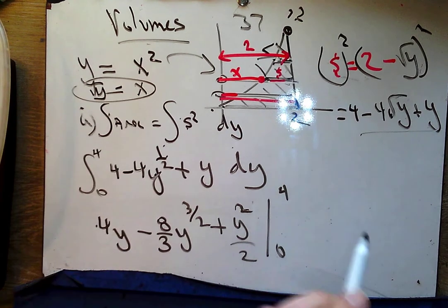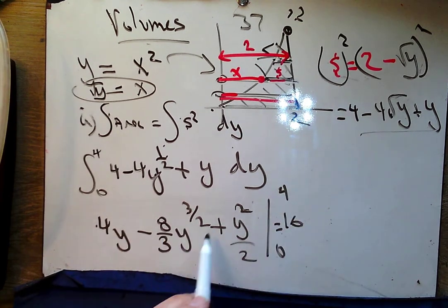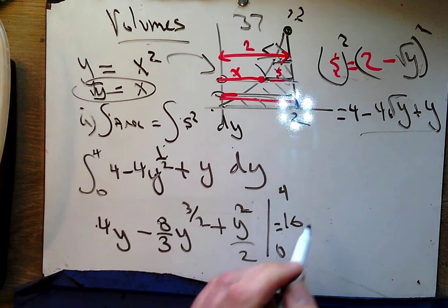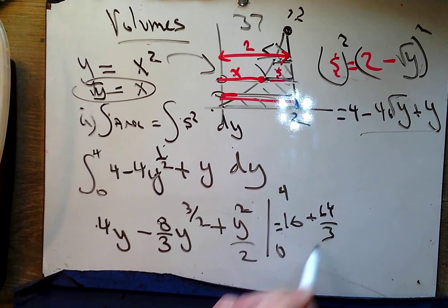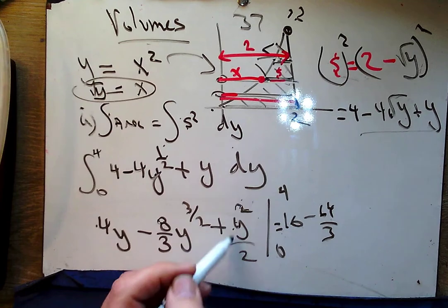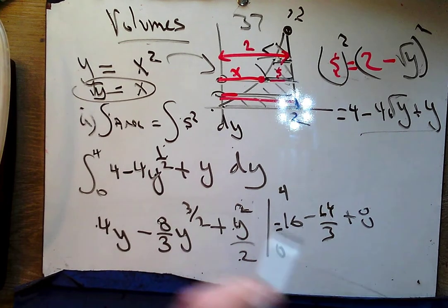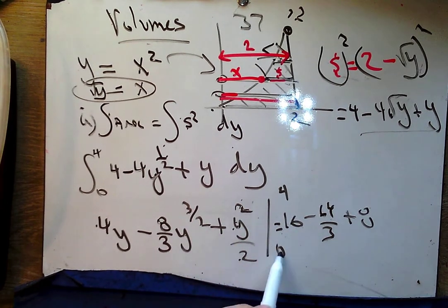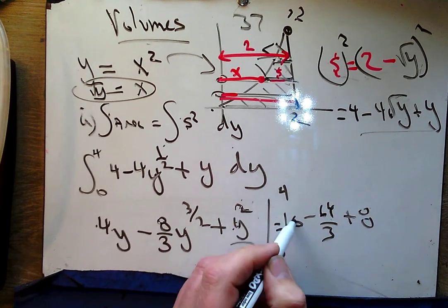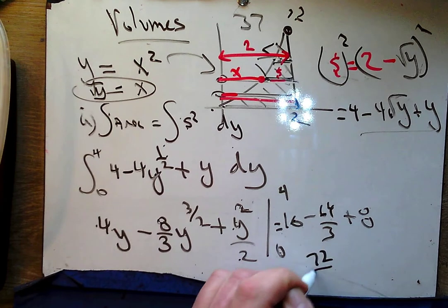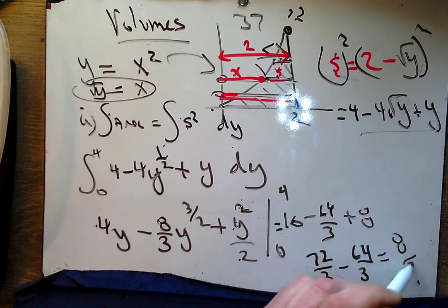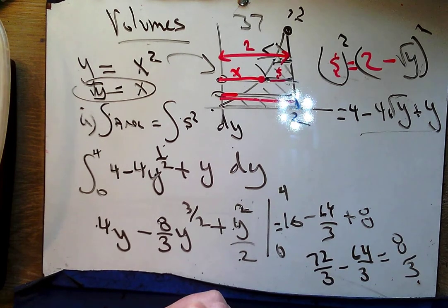Okay, so that's going to be 16. Square root of 4 is 2. 2 to the 3rd is 8. 8 times 8 is 64 over 3, and that's a minus. And then over here, 4 squared is 16, divided by 2 is 8. All right, and then if I plug in that 0, I get nothing. So this is 24, or 72 thirds, minus 64 thirds. That looks like 8/3 is my volume.